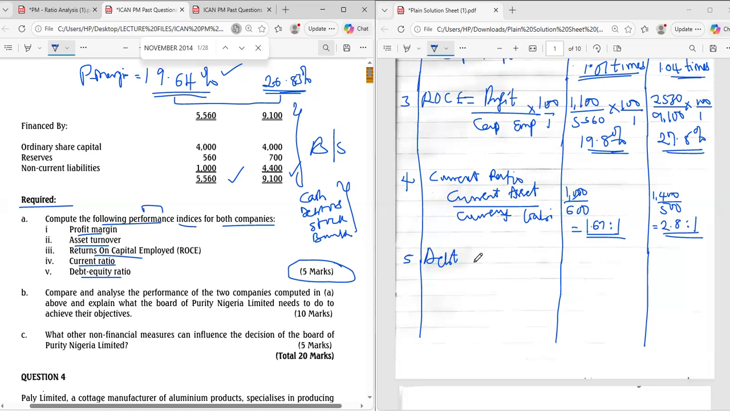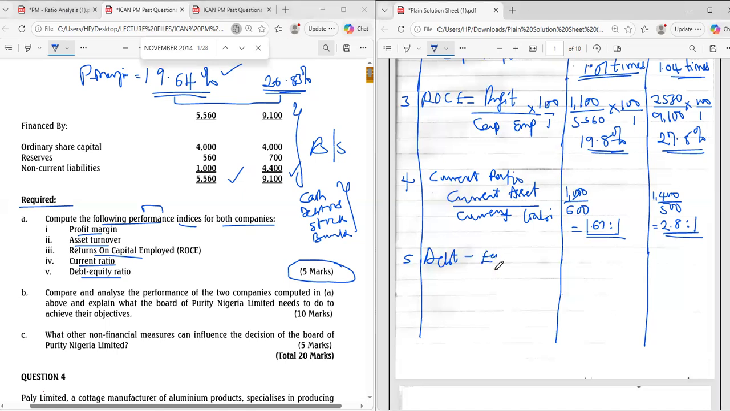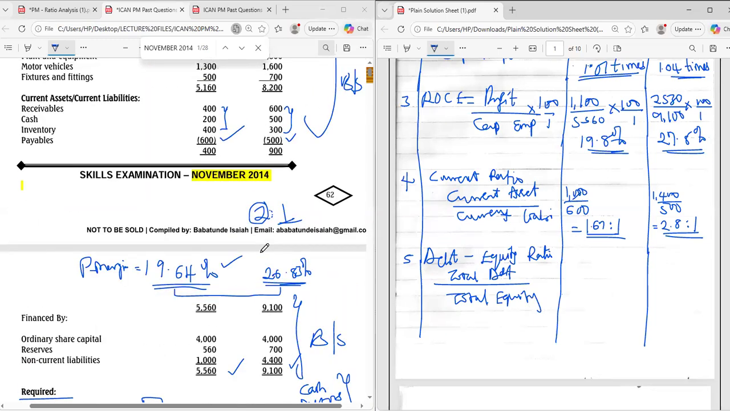Very good ratio. So the next one is debt to equity. Who can tell me this formula without looking at the book? Debt over equity, sir. Yes, total debt over the total equity. Okay, so let's look at total debts from this guy's perspective. What's our total debts?